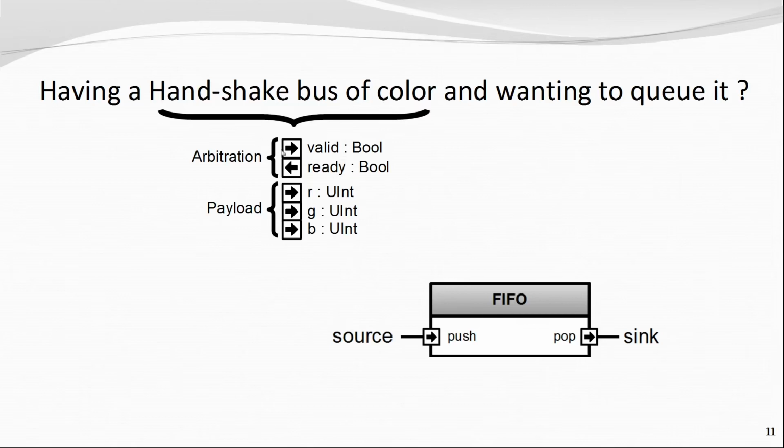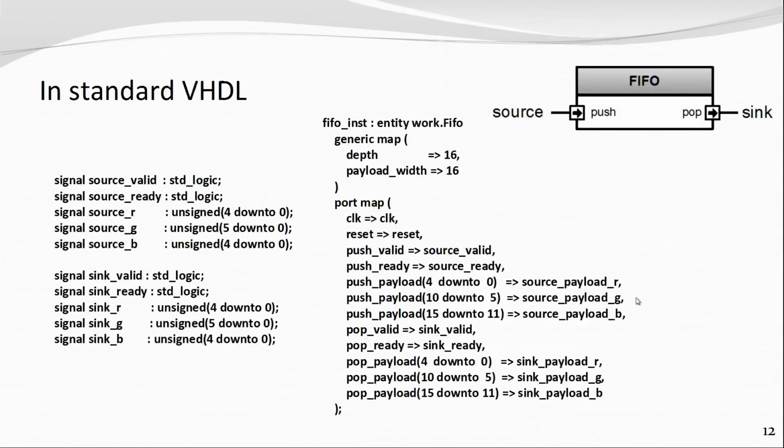And imagine you have two instances of this bus, like source and sink, and you want to insert a queue between those buses. If you want to do that in VHDL, you will have to write all this boring stuff, like redefining all the signals of your handshake bus one by one, 2 times. Then you will also have to instantiate the FIFO, which is boring. I mean, you have to map, for example, all those guys one by one into a single logic vector.